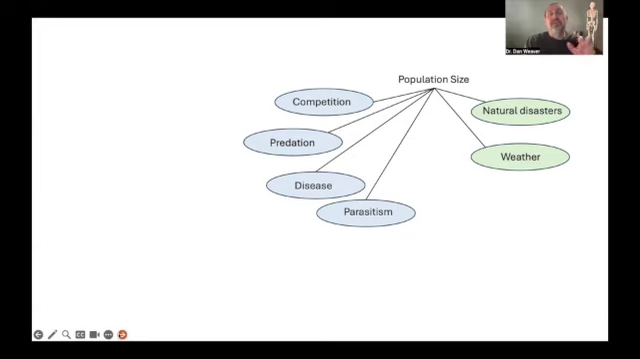All those things are related to population health, whether it's the size or the distribution or density, whether it's the carrying capacity or density dependent and independent factors. All those things are indicators of a healthy population.